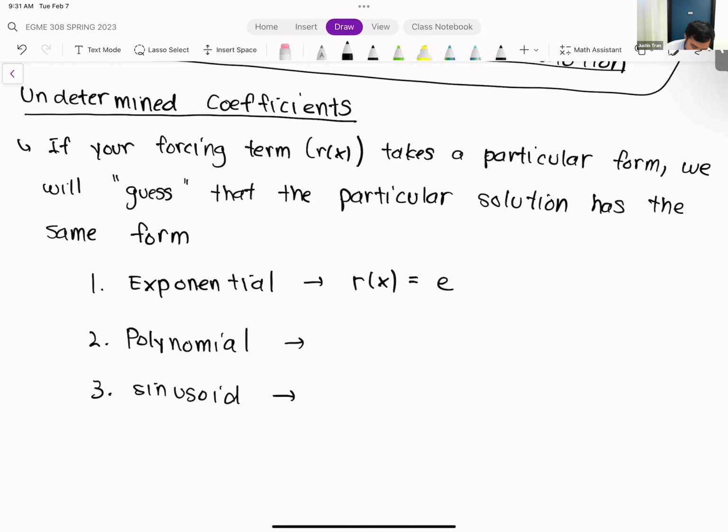All right. And so I'm going to give you the forms for these. If your R of t, your forcing term, has an exponential form, say it's e to the lambda t, that means your particular solution is also going to be e to the lambda t. Okay. And so it's going to be an exponential with the same power. The only difference is that we don't know what the coefficient in front is going to be. That is what we need to determine.